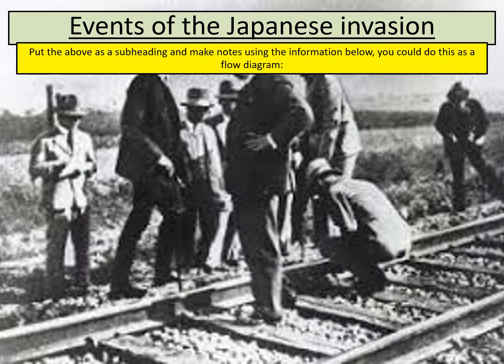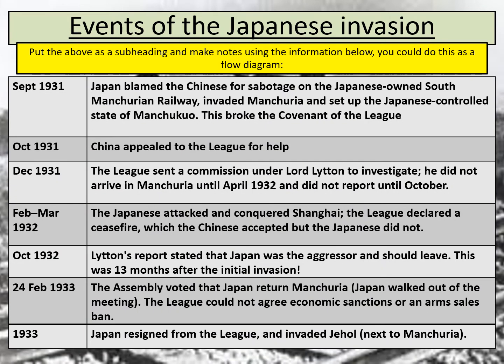So now we're moving on to the events of the Japanese invasion. What I'd like you to do is put that subheading of the events, and then make some kind of notes. It could be a flow diagram or a timeline of the information that we've got below. I'm going to talk through it all, and then you can pause it afterwards and make your own shortened notes on this information. Now this event begins in September 1931, when the Japanese blamed the Chinese for that sabotage on the Japanese-owned South Manchurian Railway.